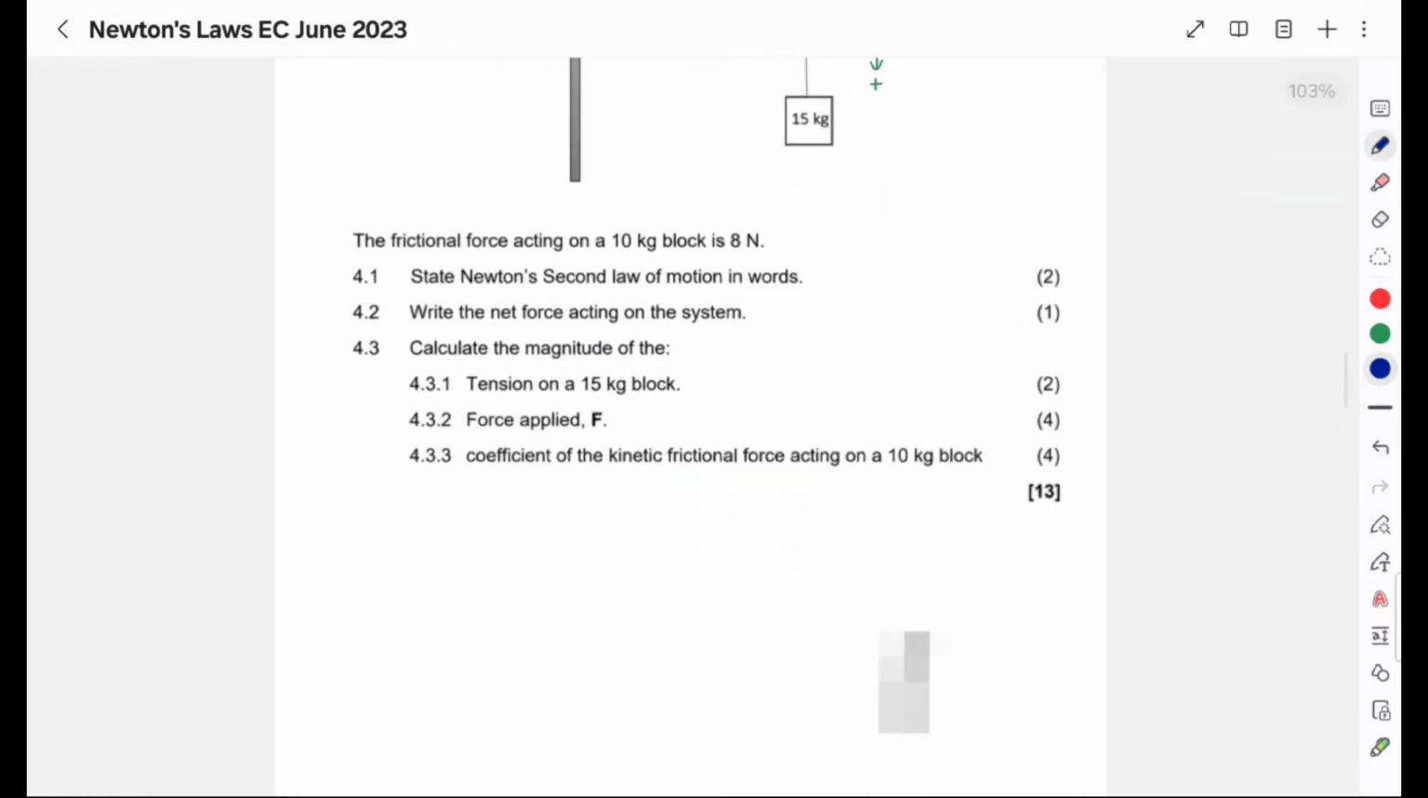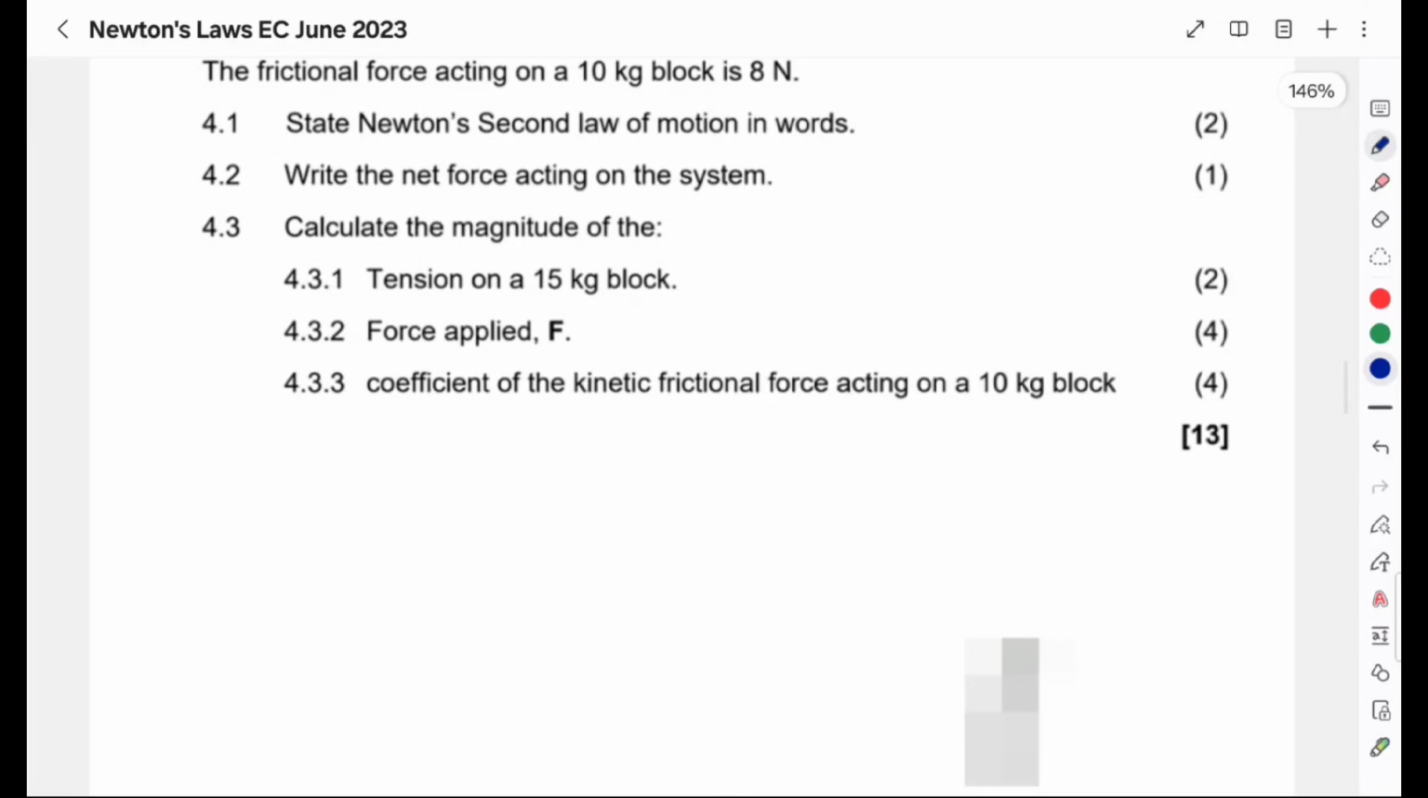Then our last question from question 4.3.3, calculate the magnitude of the coefficient of kinetic friction acting on the 10 kg block. So we are going to use the formula F net equals the coefficient of kinetic friction times normal force. We have Fk, that is given as 8 newtons. We need to calculate the coefficient of kinetic friction.